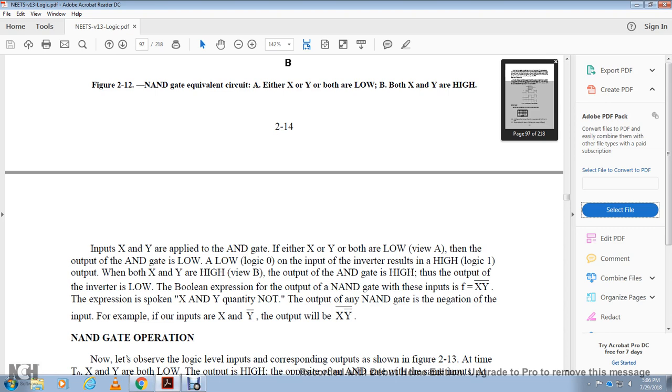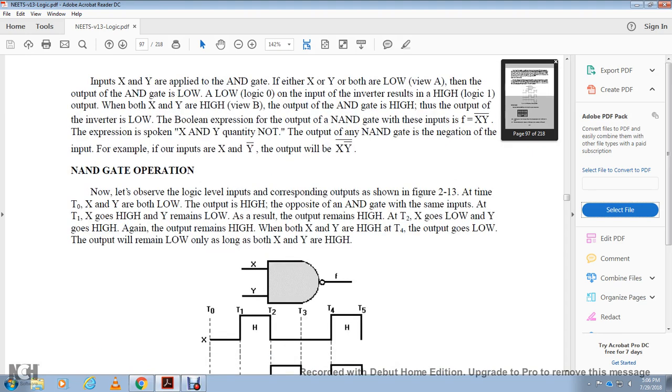The Boolean expression for the output of the NAND gate with these inputs equals overscore X and Y. The expression is spoken as the complement of X and Y. The expression X and Y quantity is negated for the output of the NAND gate. For example, with inputs X and the complement of Y, the output would be X and the complement of Y, with the double complement. Now, NAND gate operation.